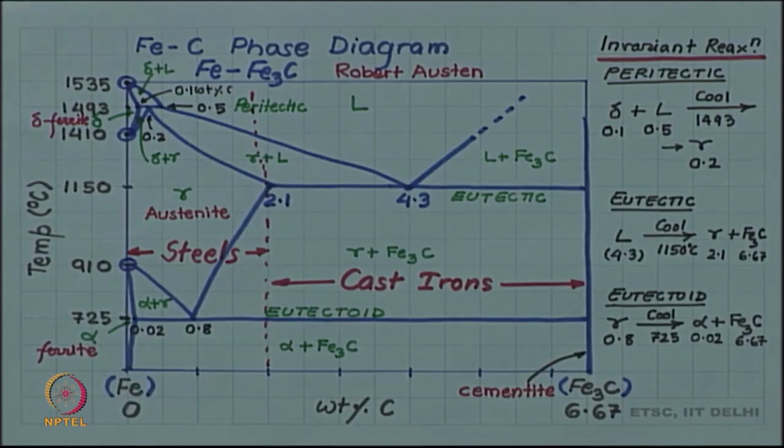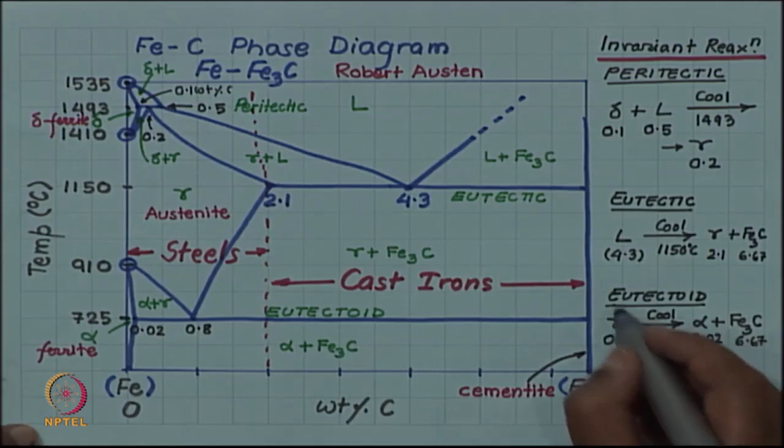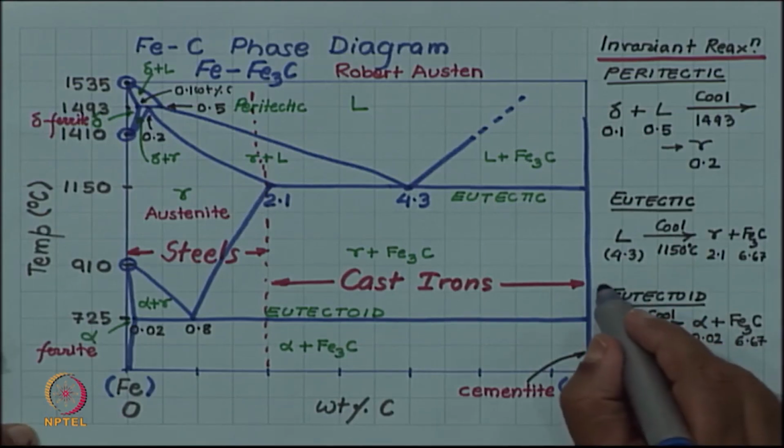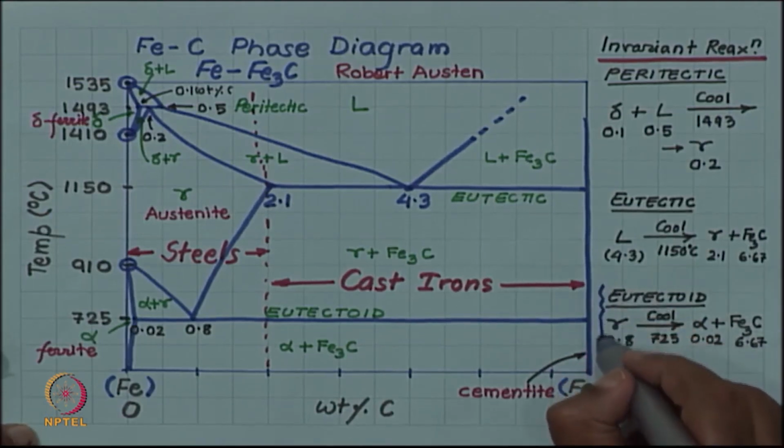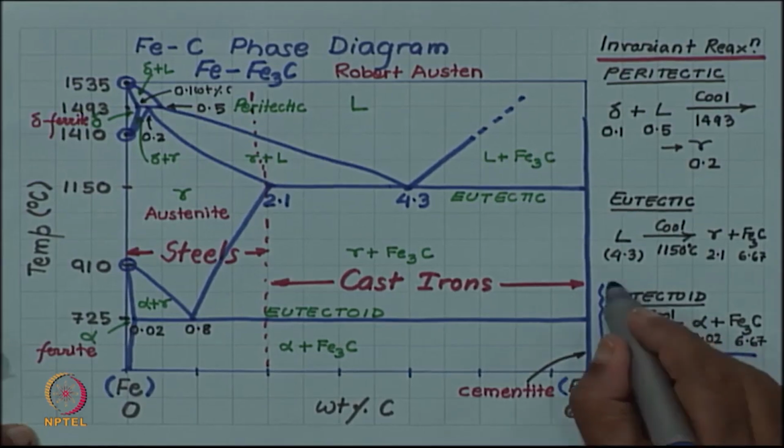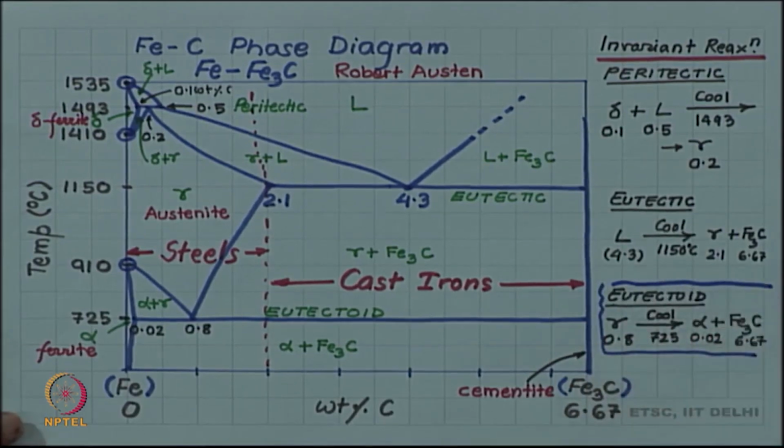And another important point which I wanted to talk about is that this eutectoid reaction happens to be the most important reaction out of the three. So this has an important place, we will see why, because the control of the eutectoid reaction is what gives you the control on the microstructure of steel through various heat treatments. So we will discuss that as we go along in this course.